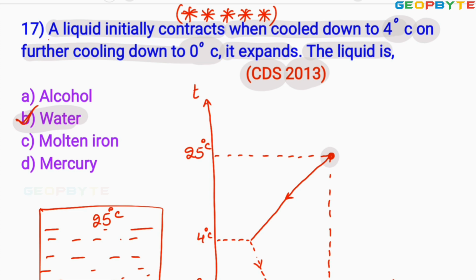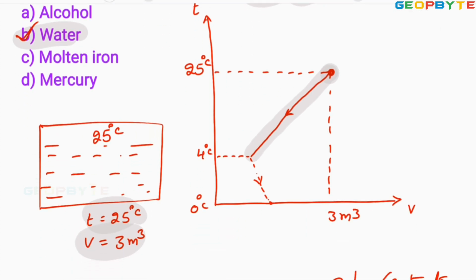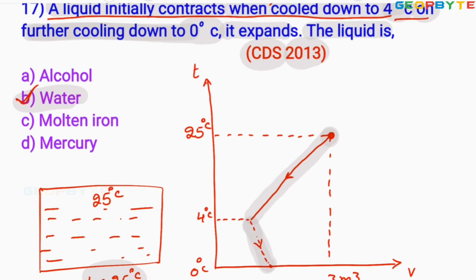The problem: a liquid initially contracts when cooled down to 4 degrees centigrade. Yes, so initially it is contracting until it reaches 4 degrees centigrade. On further cooling to 0 degree centigrade, it expands. It is true, right? On further cooling to 0 degree centigrade, it is expanding. That liquid is water. This is the peculiar property of water only. It is not true for all liquids. It is only for liquid water. I hope you got my point.